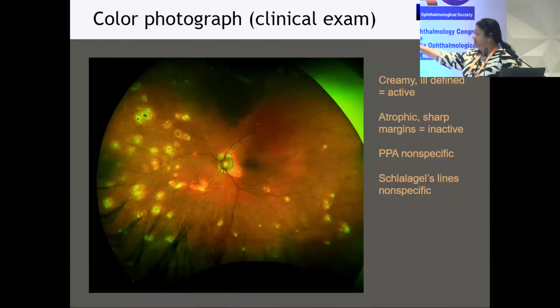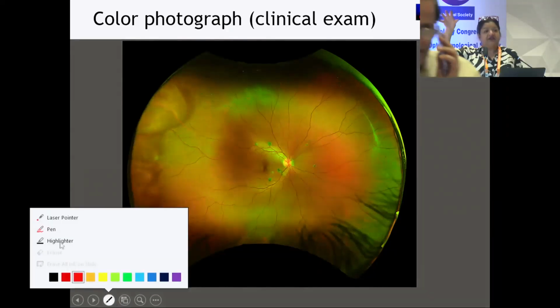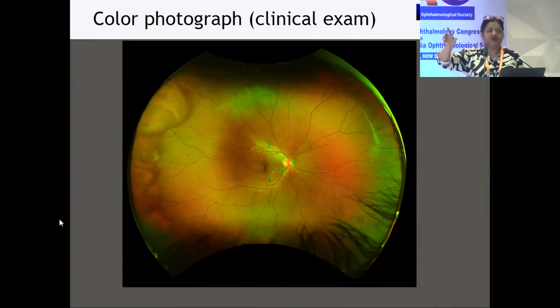So here's a color photo. And we found that, especially with multifocal choroiditis, a clinical exam or a photo can really give you a good idea of what the diagnosis is. In that, yes, there are multiple foci of lesions, multifocal, right? And then we found a little bit more definition. If you have very sharp round edges where you can see the end of it, that looks inactive. If the edges are a little fuzzy, that's suspicious for an active lesion. And as we go, I'll keep showing you more images.